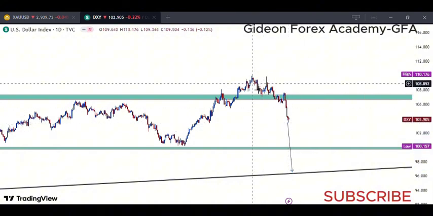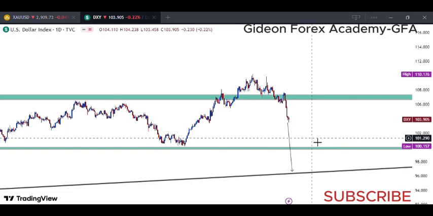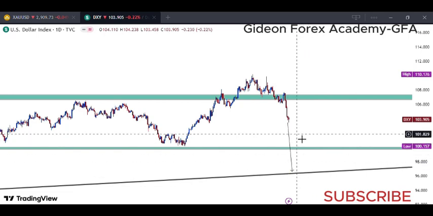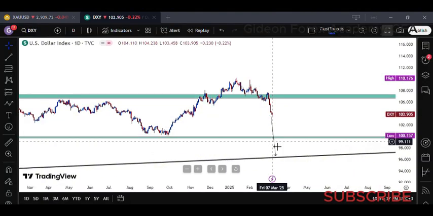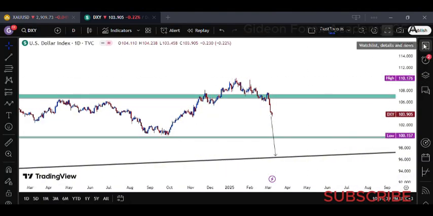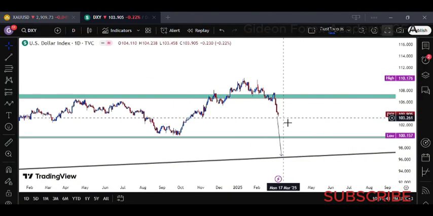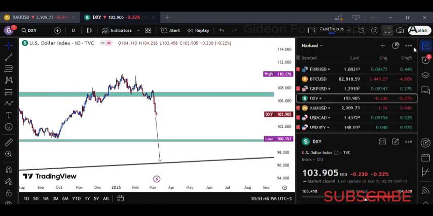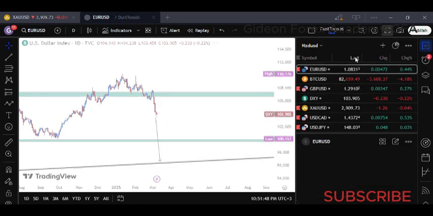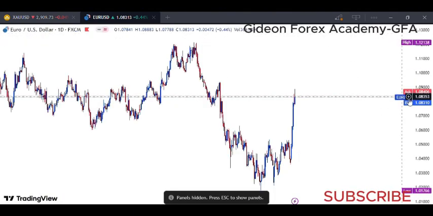If the dollar is losing value, it affects other currency pairs, just like the Euro USD. Let's go to the Euro USD. As you can see here, as the DXY is falling, the Euro USD is rising. That applies also to the GBP USD. You can see here.